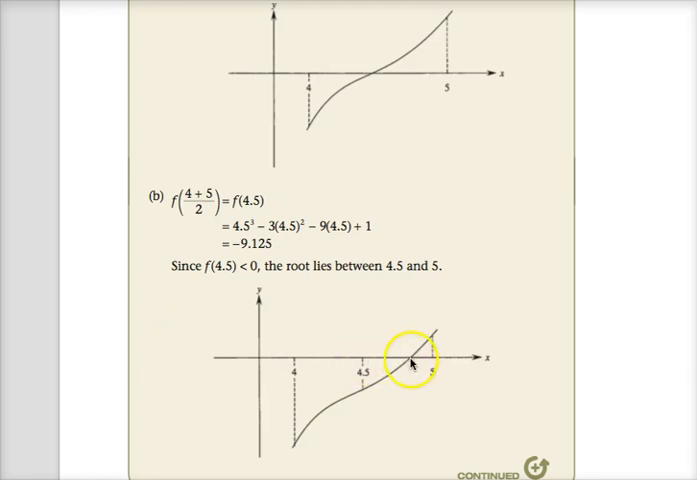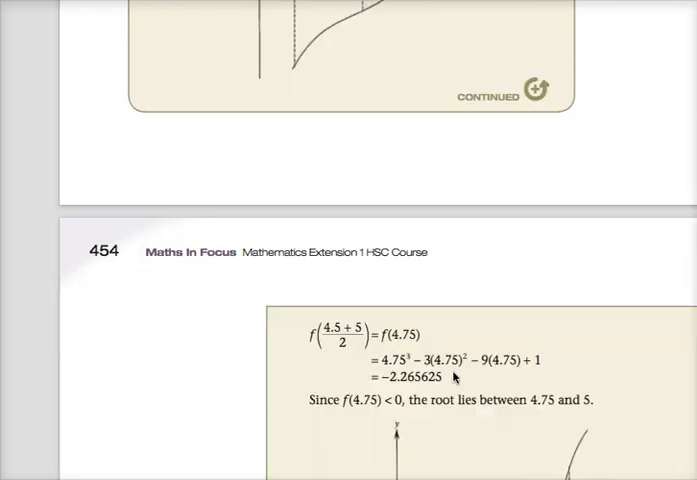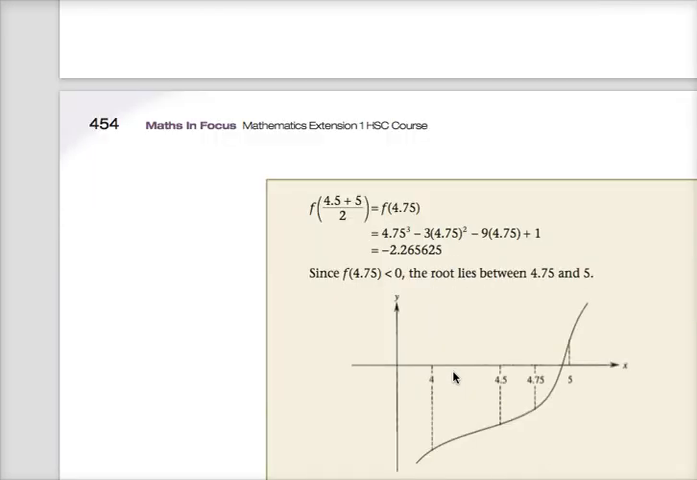Because if I try f of, say, 4.8, I'll get something very close to 0. So it obviously doesn't lie between 4 and 4.5, because f(4) is negative, and so is f(4.5). All right, now what would I do to halve? To get a better approximation, I need to look halfway between 4.5 and 5. So we look at 4.75. We know f(5) was 6. f(4.5) is negative 9 roughly. We're now going to look at f(4.75). f(4.75) is also negative.